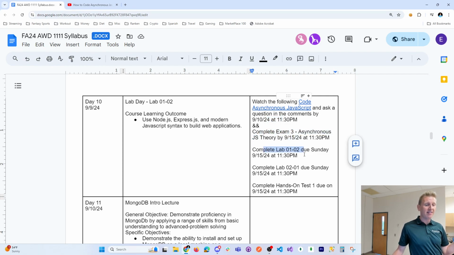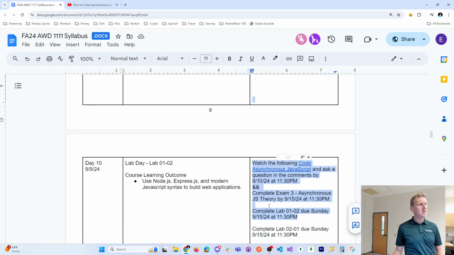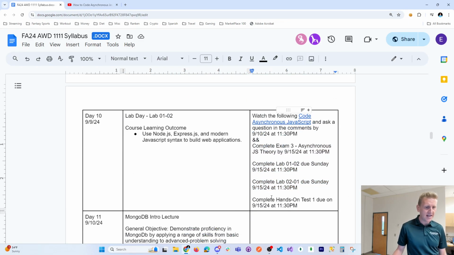Then we've got the lab that you guys are already working on. That's what today's lab day is for. We'll have a new lab and we'll have a hands-on test, all due on Sunday. So a lot of assignments are due this Sunday, although one of them you should have mostly completed by now. Hopefully we'll be finishing that up today.